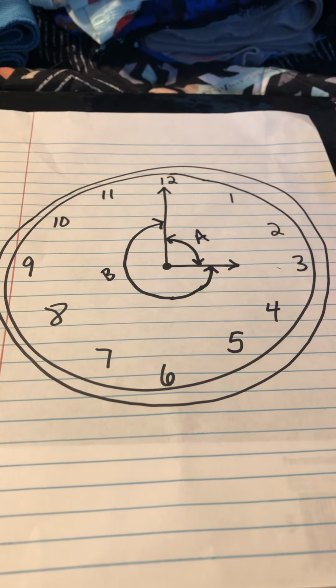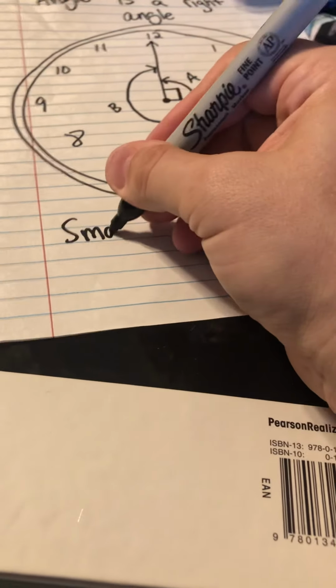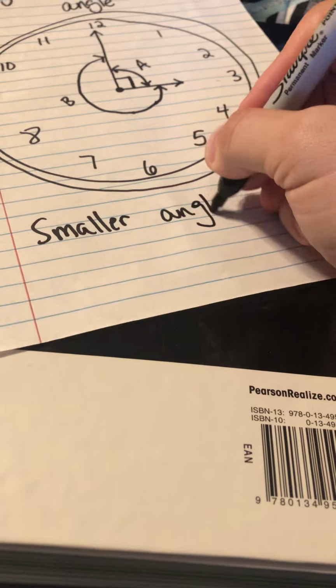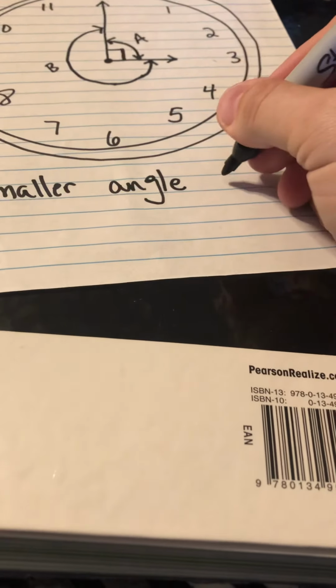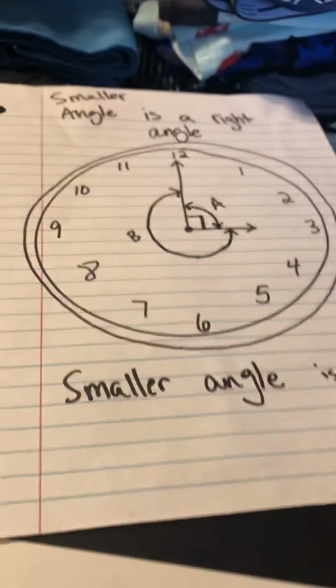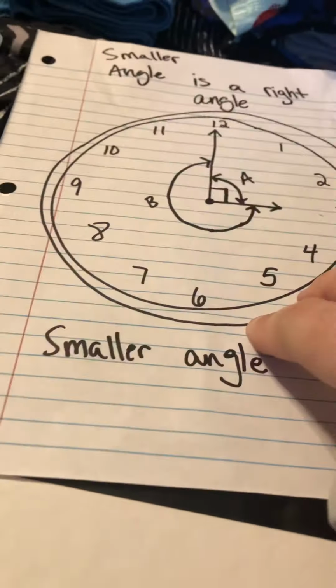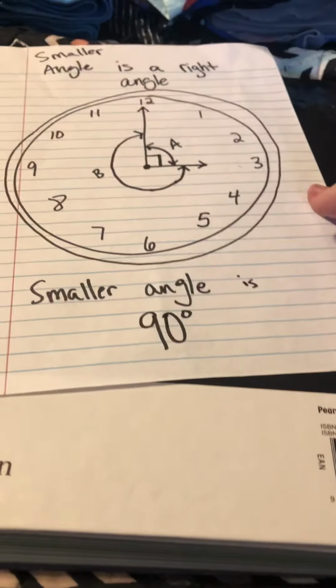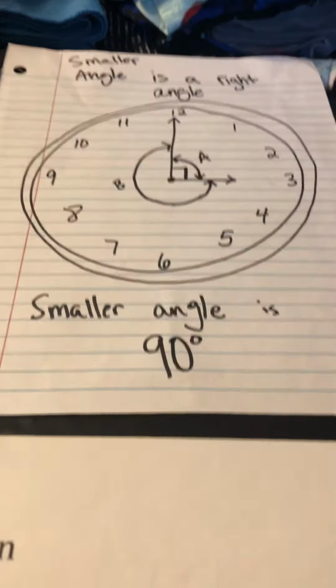I could also write the smaller angle, oopsie, it's hard to write with one hand like that, is, what else could we say about that? We know that it's a right angle. What else do we know about right angles? That's right. They're 90 degrees. The smaller angle is 90 degrees.